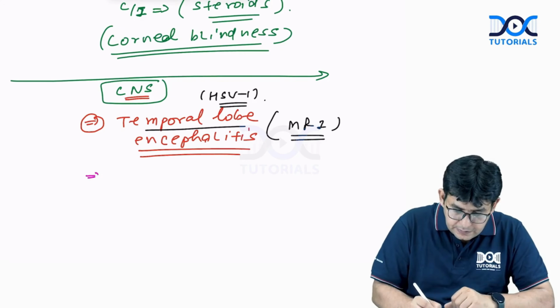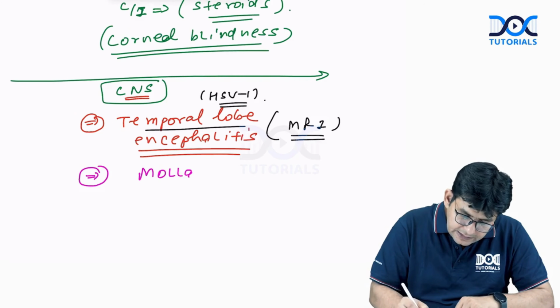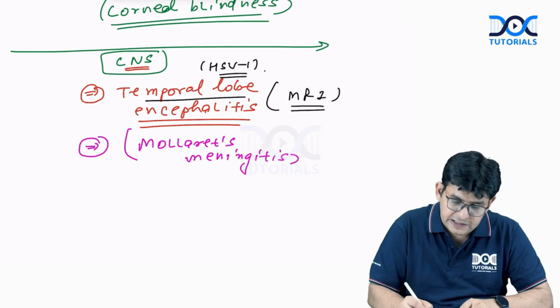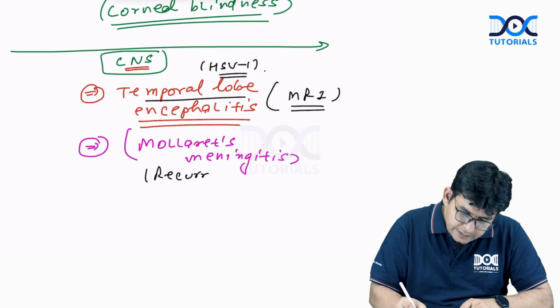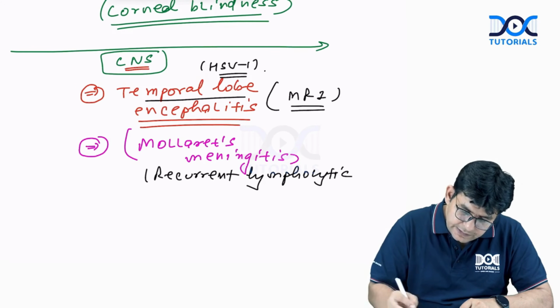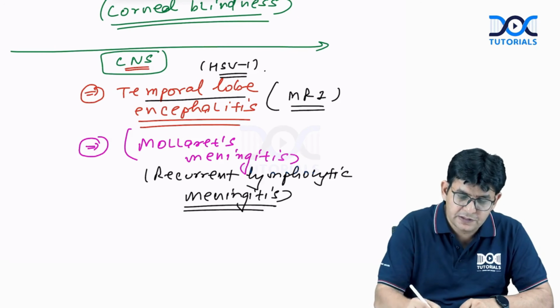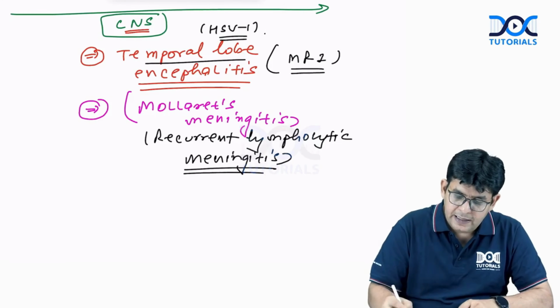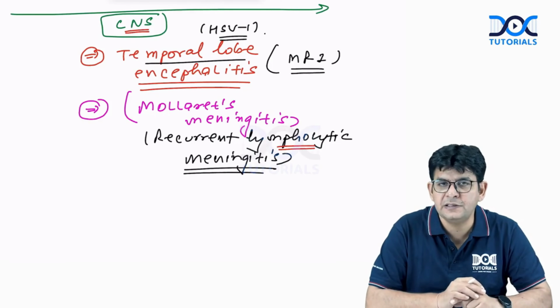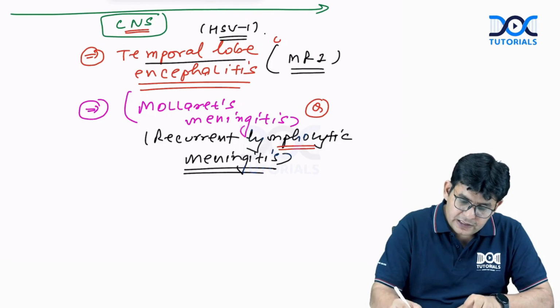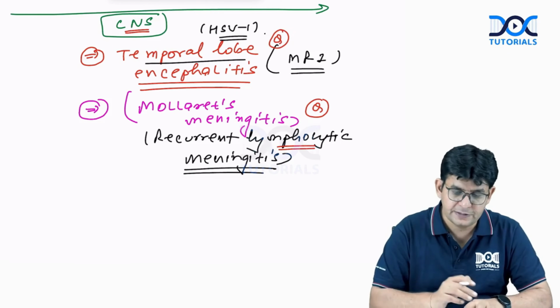Besides this, there is one sort of meningitis termed Mollaret's meningitis. And what is Mollaret's meningitis? It is a recurrent lymphocytic meningitis, and it is lymphocytic in nature. Lymphocytes are there when you go for the CSF examination. This was also asked. This is an asked question: temporal lobe and Mollaret's meningitis.